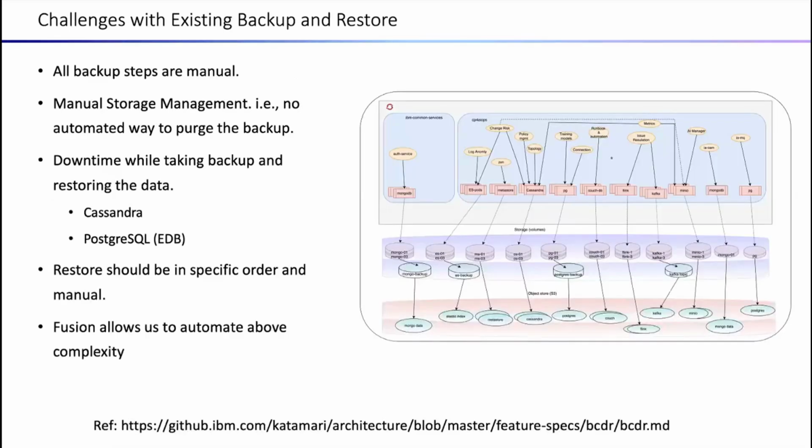The reason why we needed Fusion to do backup and restore is we had backup and restore steps using Velero, but the problem with those steps is they needed manual storage management. There was a downtime while taking a backup, especially around Cassandra and PostgreSQL, and the restore was in a specific order, and manual. To achieve a redundant solution, especially cold standby, we need some automated tool to achieve the backup and restore. And that's where we use Fusion.